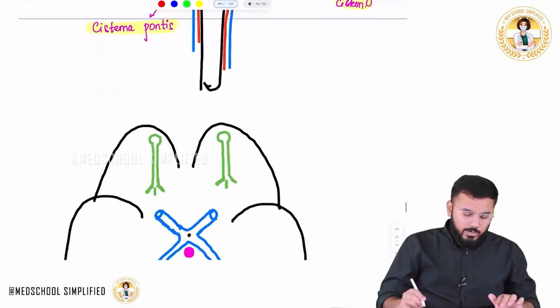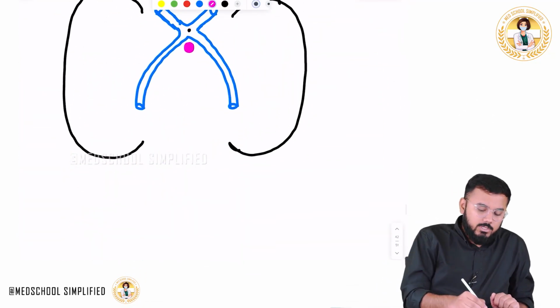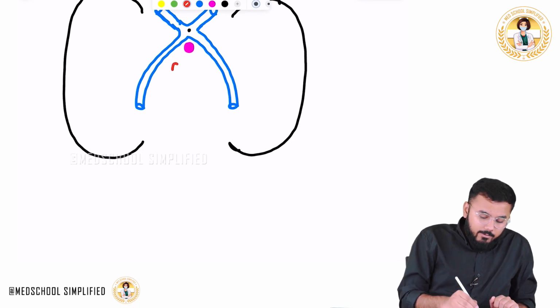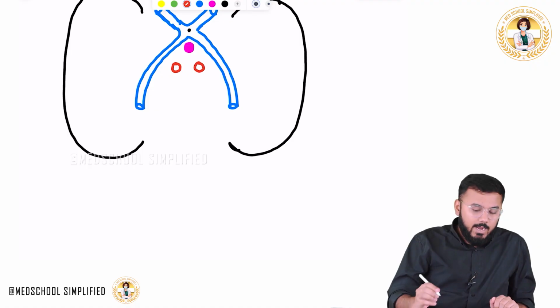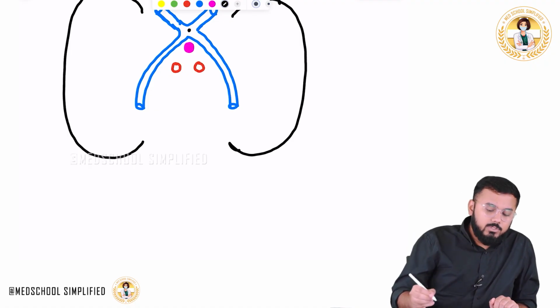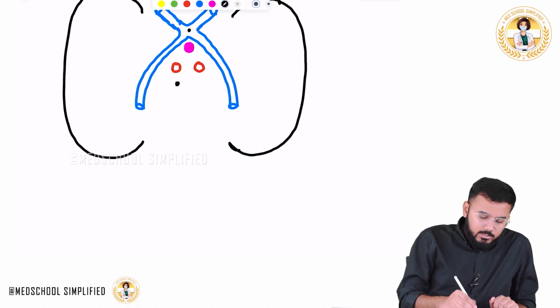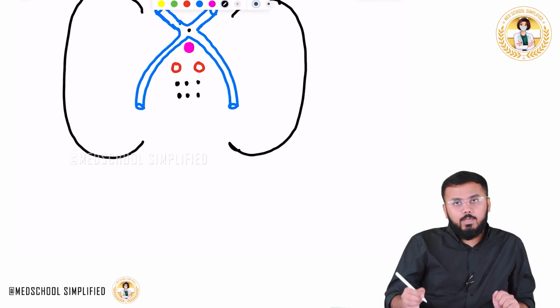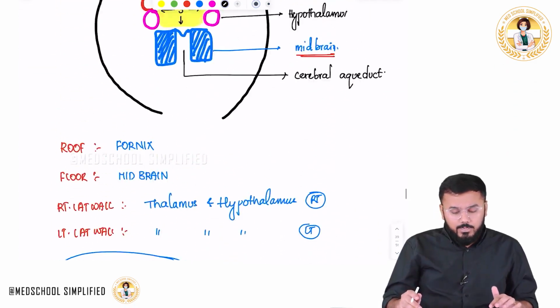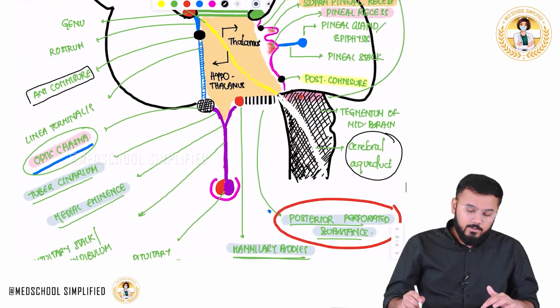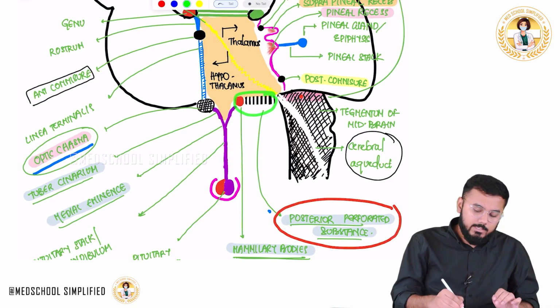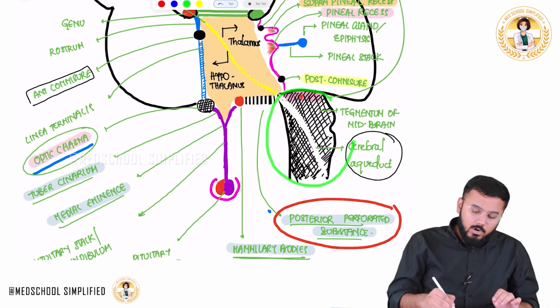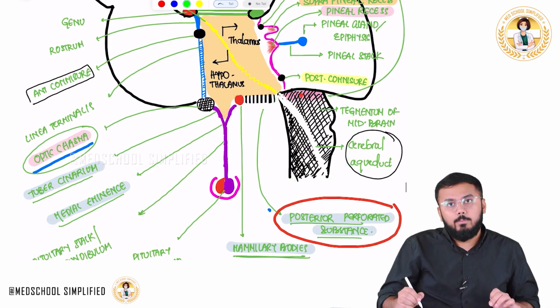So let us go forward here and see what structures are located. Here I have got two mammillary bodies. You see there are two mammillary bodies, right? And after that I have got the posterior perforated substance. See, this is your posterior perforated substance. And behind the posterior perforated substance, what is the structure here? Behind this I have got this structure. What is this? This is your midbrain.